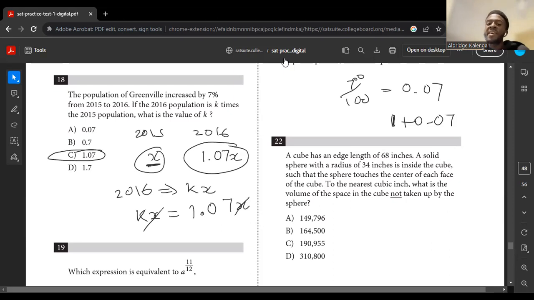Yes, it increased by 0.7%, but that was just the percentage, right? But they're telling us, what if in 2016 we had K times the original population? So if we had X, we're going to have K times X. But we know that in 2016 already we have 1.07 times X. So our K should be 1.07. So that's the increase. Is that okay?